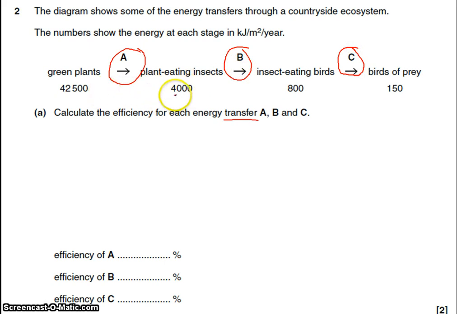So for the first one, you should have done 4,000 divided by 42,500. So that would have given you the efficiency of A, and you would have got an answer of 9.4 or 9%. When you do B, again, you're looking at the energy that comes out compared to the energy that went in. So you do 800 divided by 4,000, and you'd get an answer then of 20%. And for the last one, you do 150 divided by 800, and you get an answer of 18.8 or 19%. You had to get all 3 right to get 2 marks.